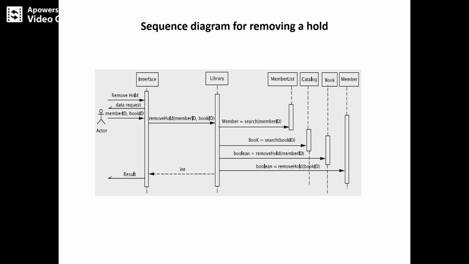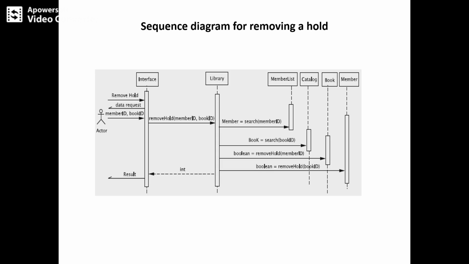So again the clerk will ask the customer or user to give the details, the member ID followed by the book ID. Again the remove hold process begins in the user interface, which asks for the data request, which is fed in by the clerk. Then the remove hold method is taken with member ID and book ID to the main library class, that is member equal to search member ID in the member list. Book is equal to search book ID in the main catalog.